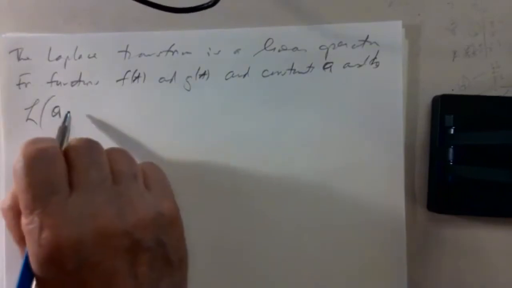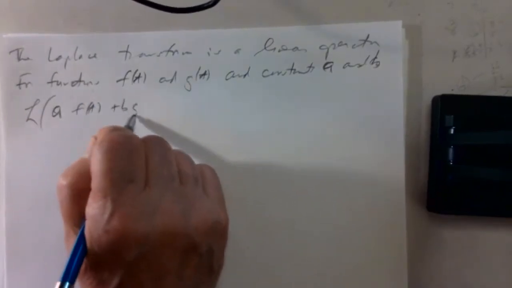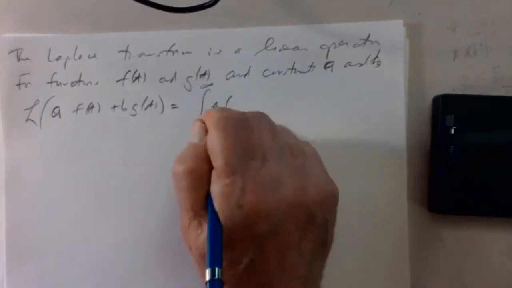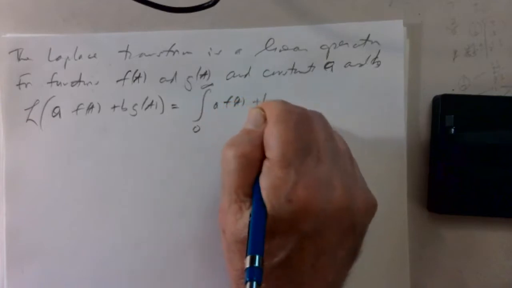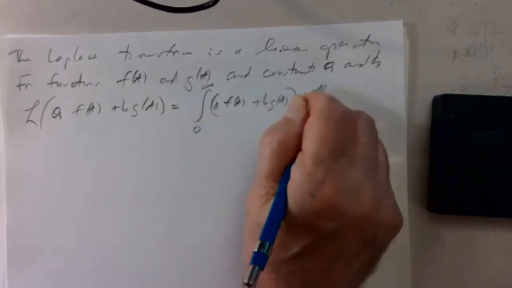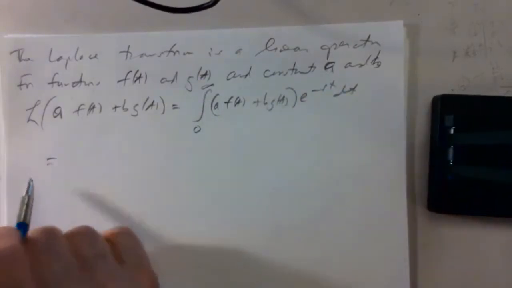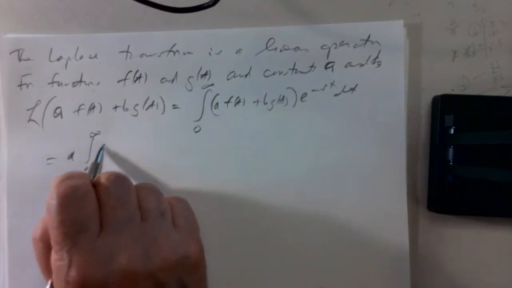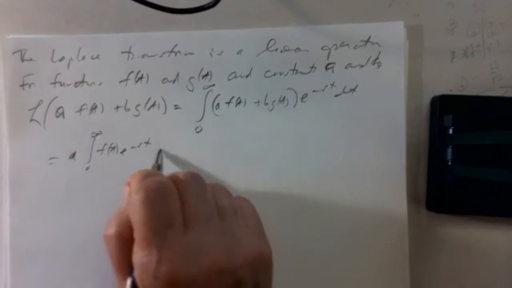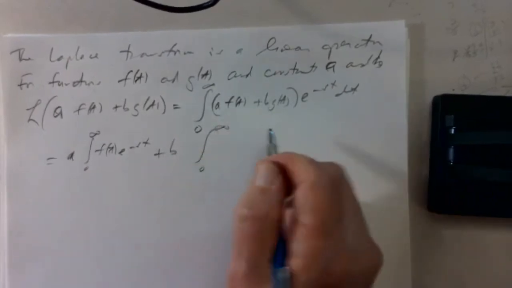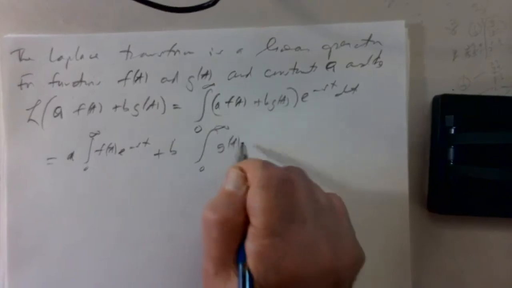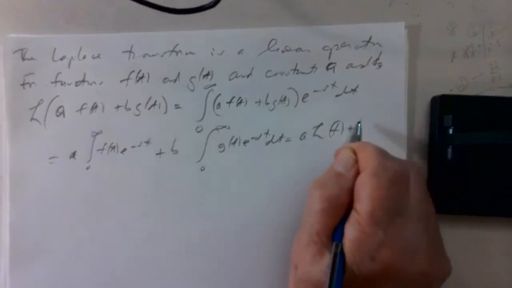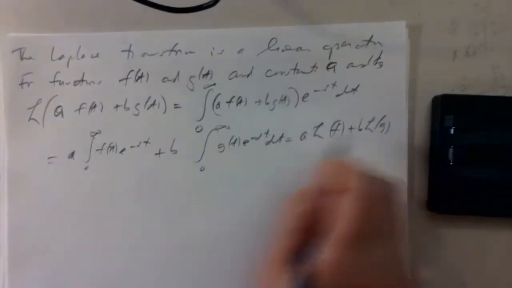the Laplace transform of a f of t plus b g of t is the integral from 0 to infinity of a f of t plus b g of t times e to the minus st dt. This is a times the integral from 0 to infinity of f of t e to the minus st, plus b times the integral from 0 to infinity of g of t e to the minus st. That's a times the Laplace transform of f, plus b times the Laplace transform of g.